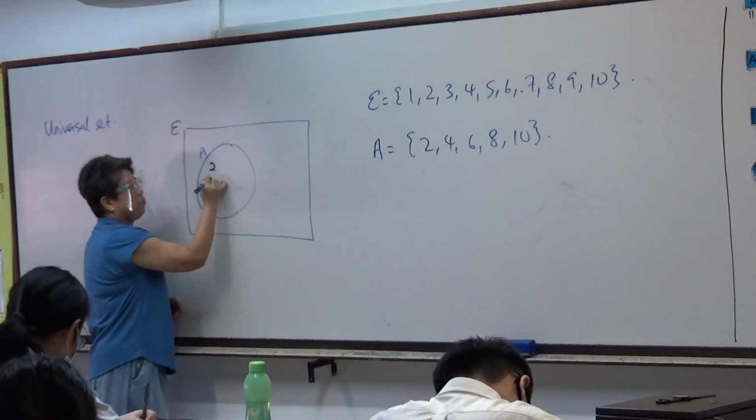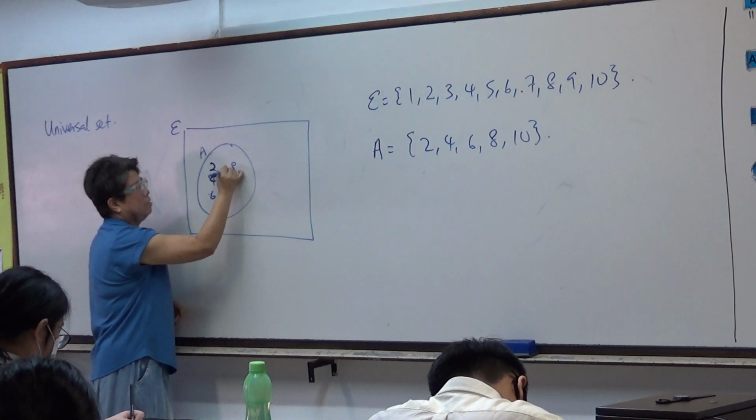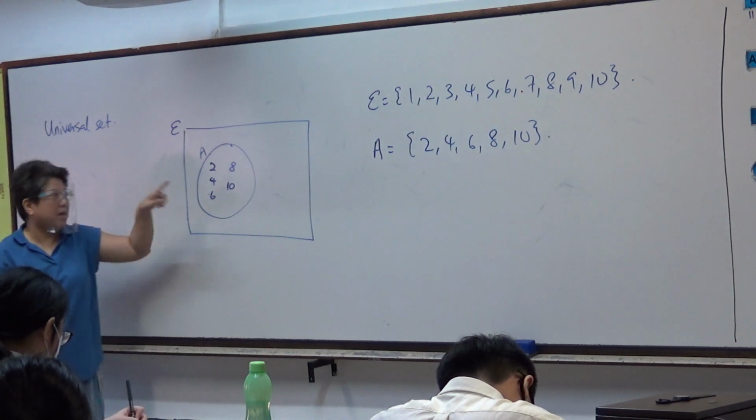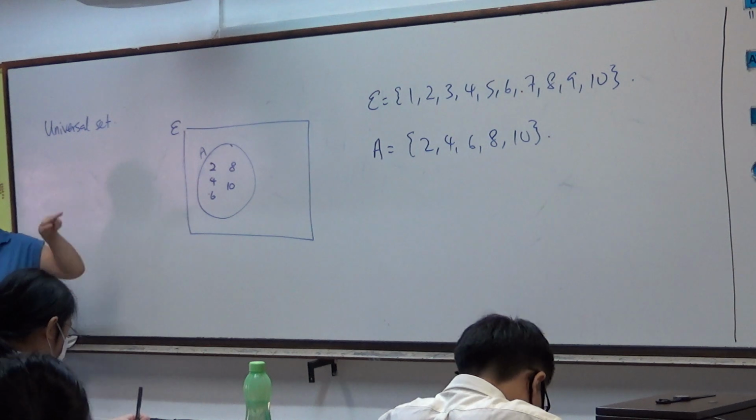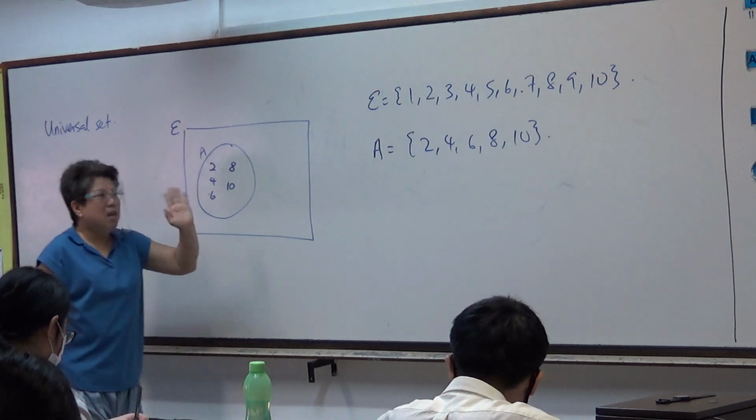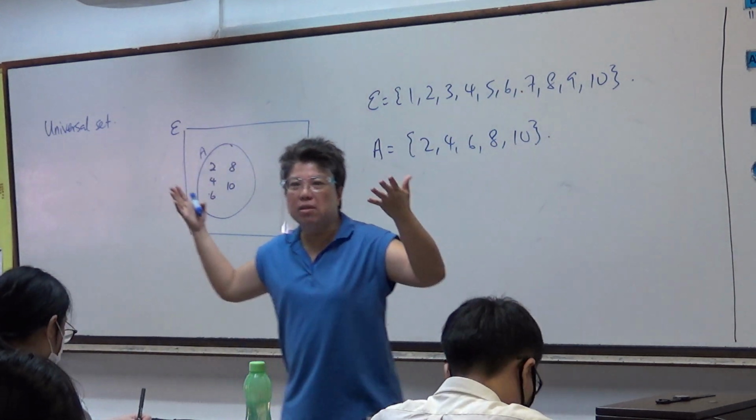Now, what elements are these? 2, 4, 6, 8, 10. All these are inside my set A, right? Therefore, I draw it inside. What are the elements that are not in set A but are still in the discussion?